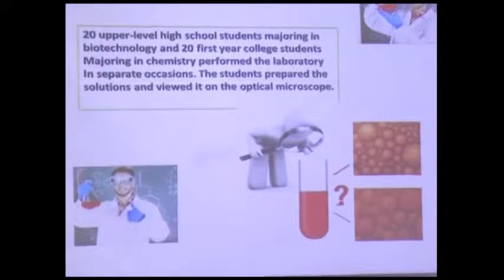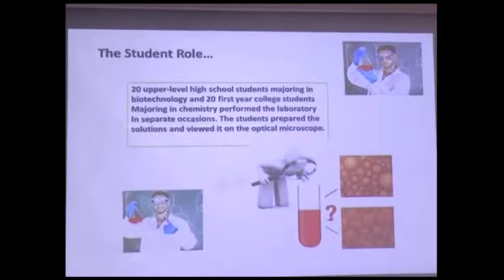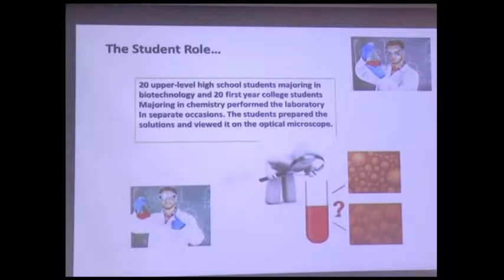Okay, what was the students' role? We have two groups for this lab activity. Twenty upper-level high school students majoring in biotechnology and twenty-one second-year college students majoring in chemistry performed the laboratory on separate occasions, and the students prepared the solutions and viewed them on the optical microscope by themselves. We have 8 solutions, 6 of which are red-colored solutions. But when they view these solutions by microscope, the students reveal different structures.